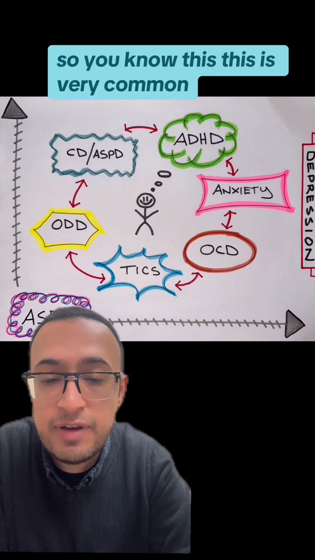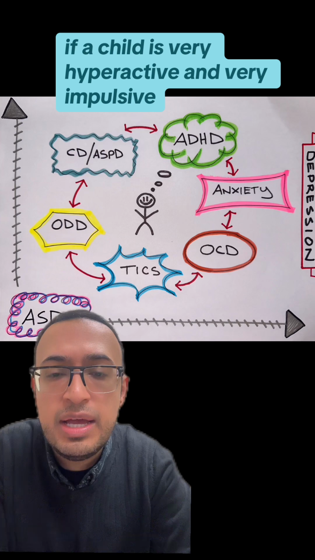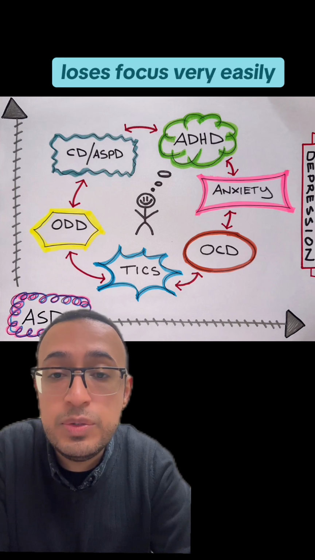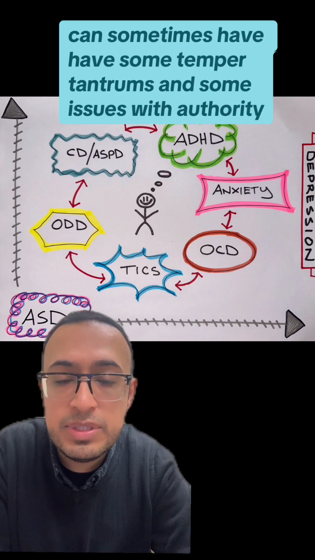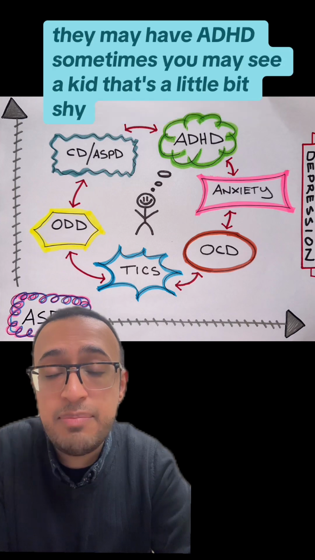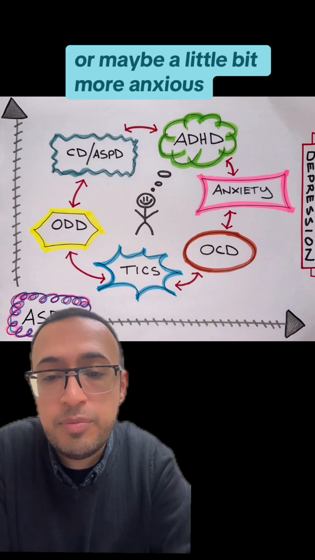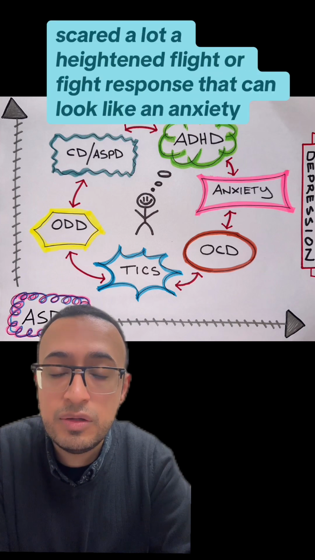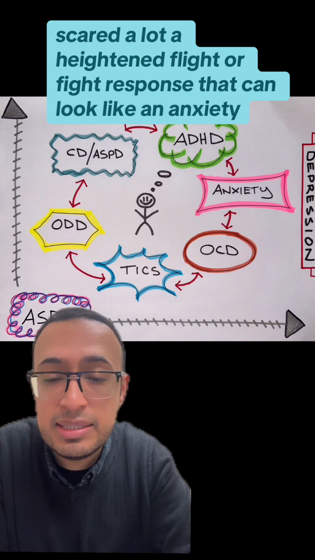So you know, this is very common. If a child is very hyperactive, very impulsive, cannot sit still in class, loses focus very easily, can sometimes have some temper tantrums and some issues with authority, they may have ADHD. Sometimes you may see a kid that's a little bit shy or maybe a little bit more anxious, scared a lot, with a heightened fight or flight response. That can look like anxiety.